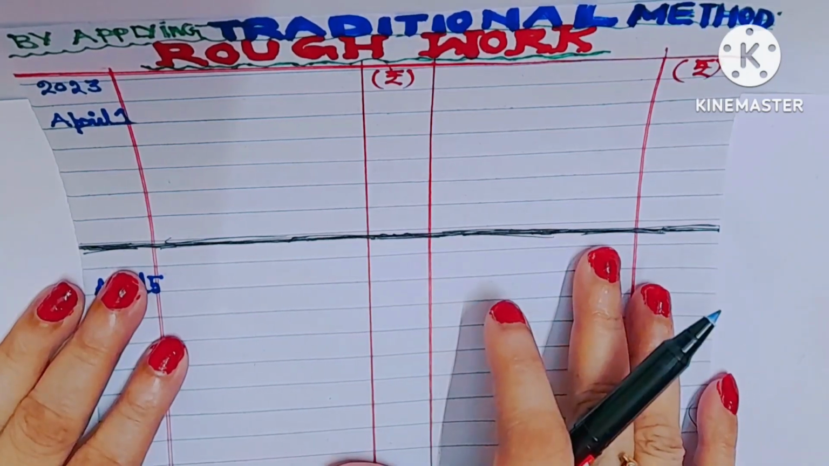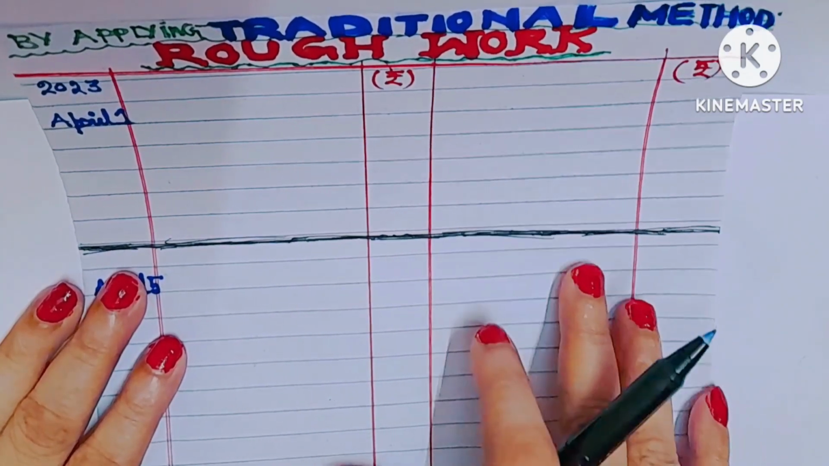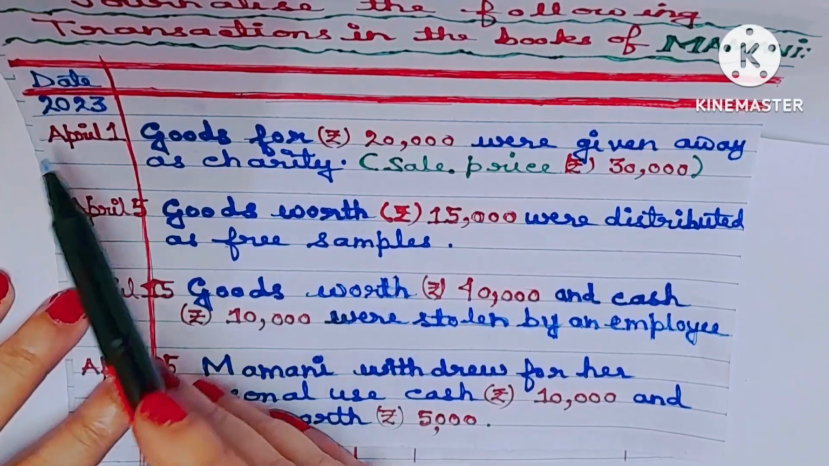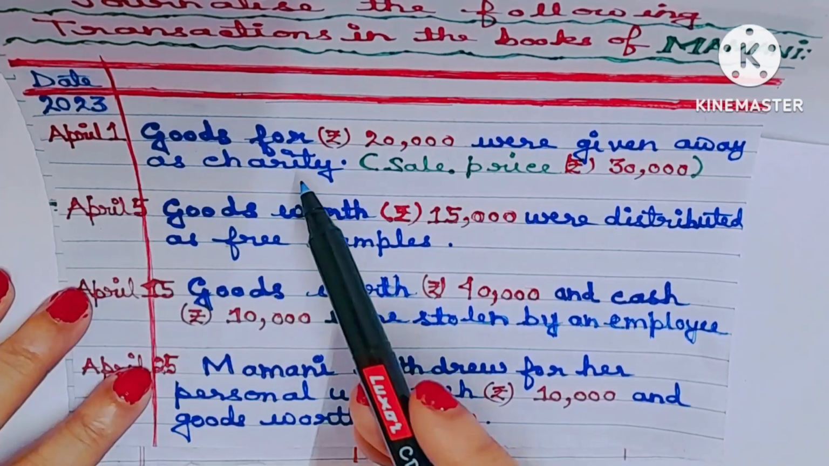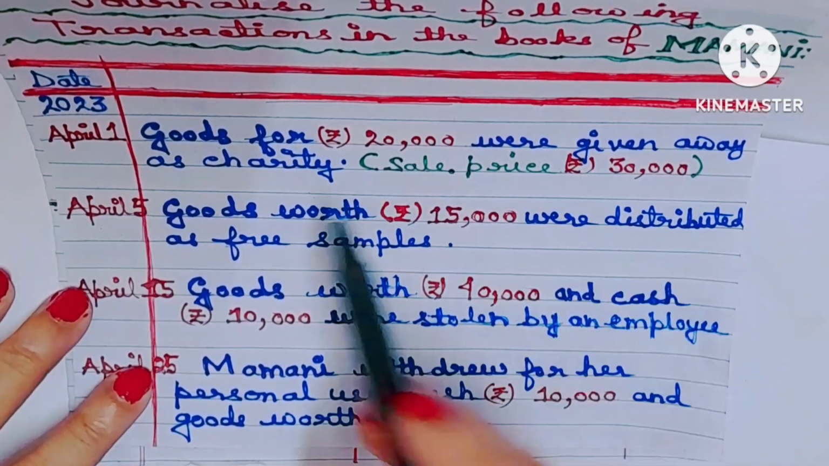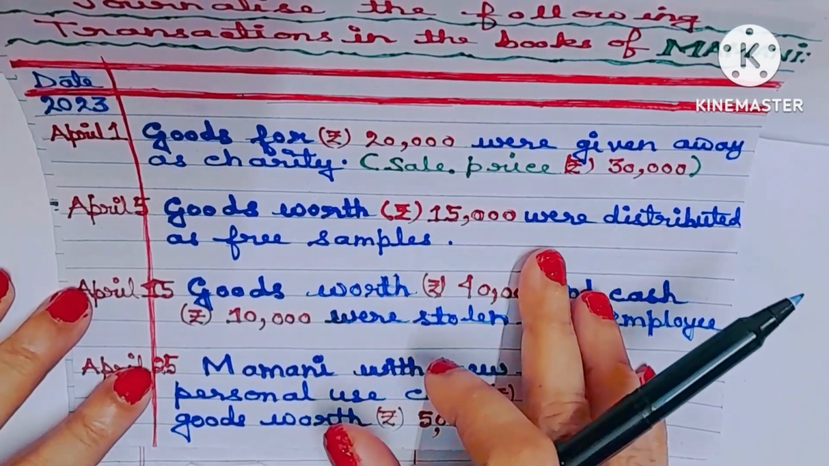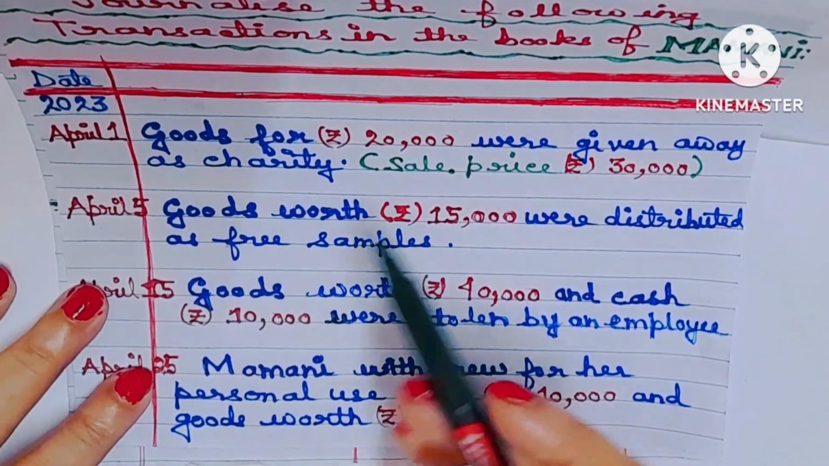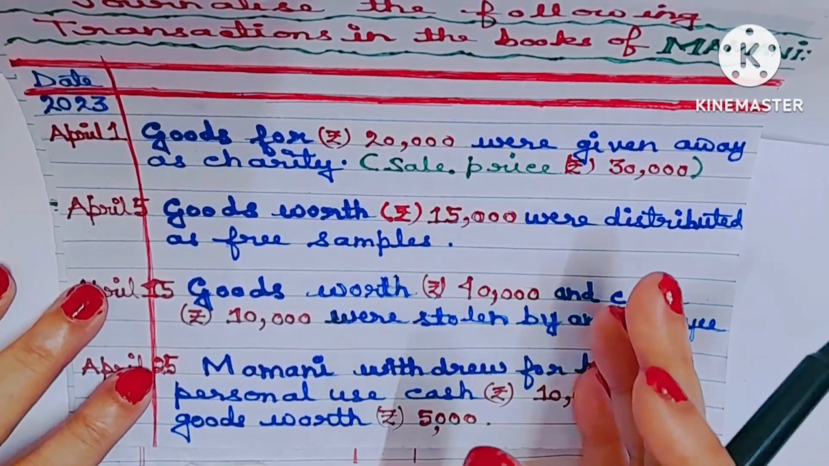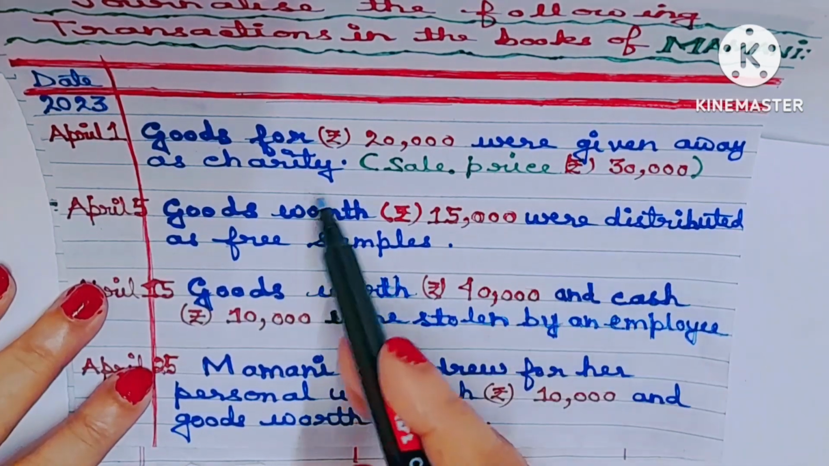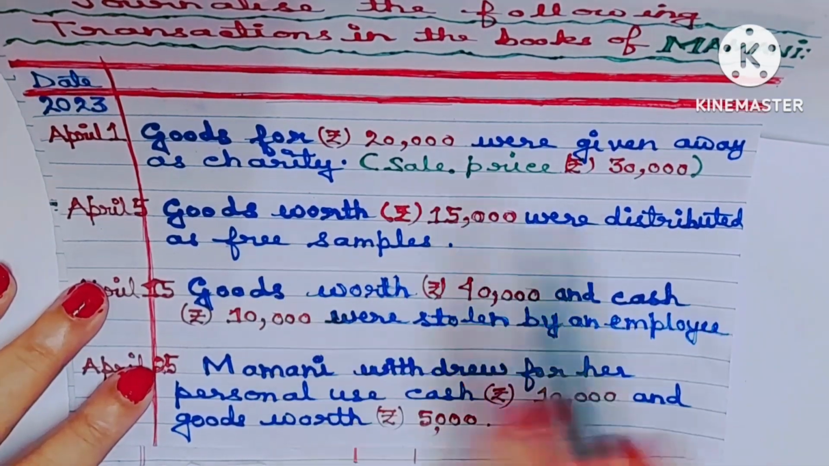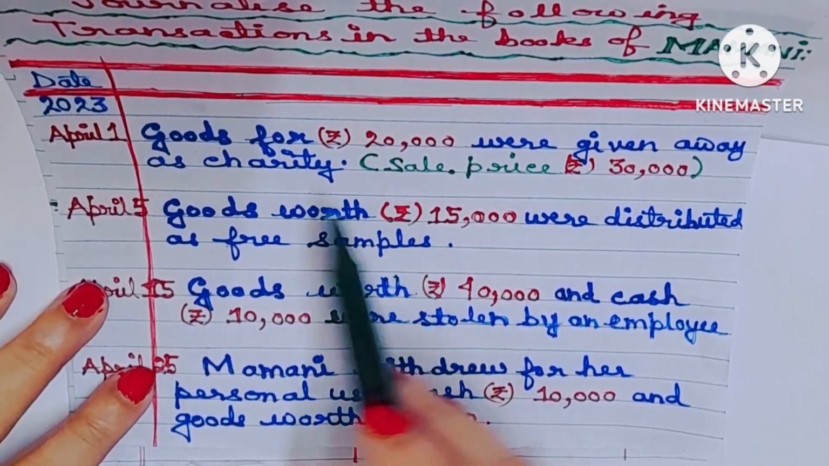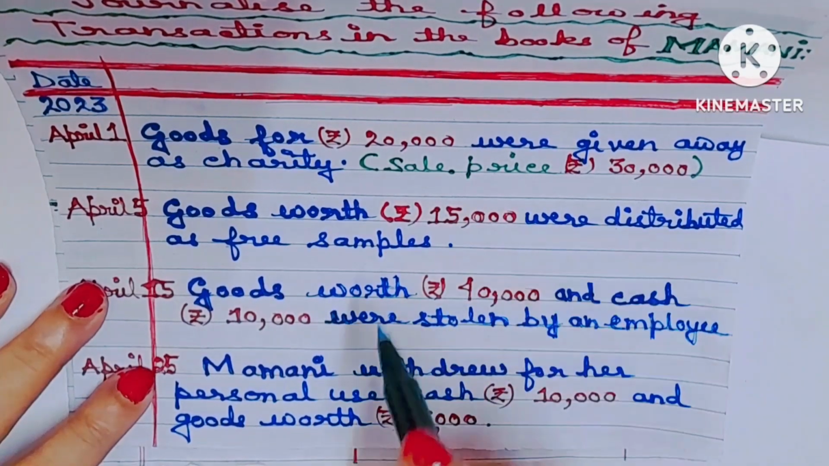Okay? So let's identify what are the two accounts in the first transaction. So let's see the first transaction again. See, 2023 on 1st April, goods for rupees 20,000 were given away as charity. So what are the two accounts? One will be purchases account. Instead of goods, we have to write purchases account. I have told you many a times. And another will be charity account. Understood? We have to use the term purchases account instead of goods because goods are purchased for resale. So we have to use the term purchases account.